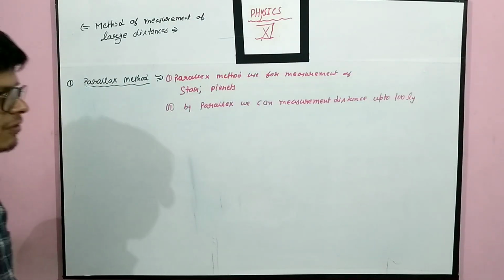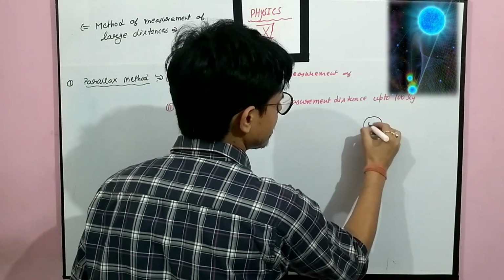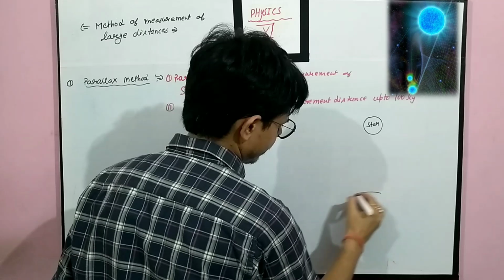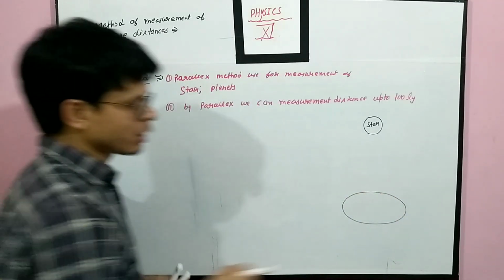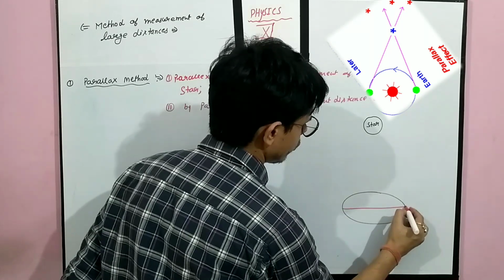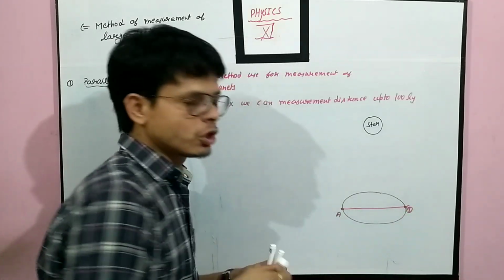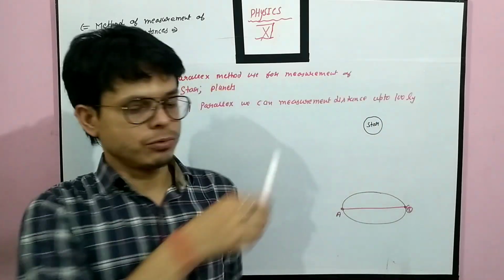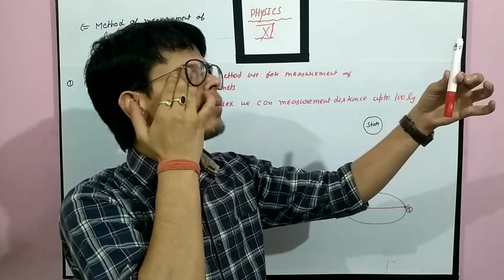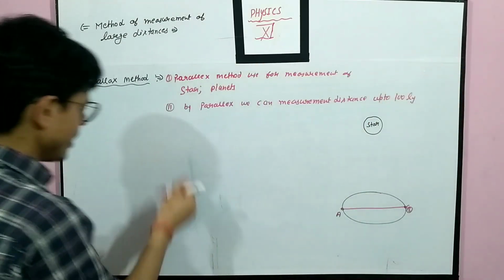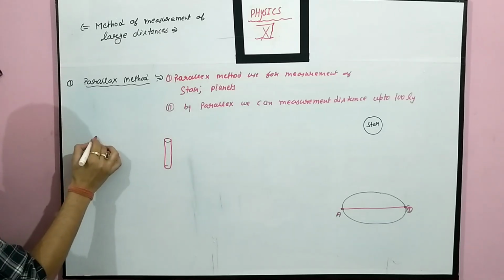So how does this method work? Suppose you want to find out the distance of this star from the Earth. Then you have to select 2 points on the Earth's surface, near about A and B, like this. Suppose I am going to observe this marker. There are 2 eyes. I observe with the left eye first. This is the marker. I am going to observe this marker from here.